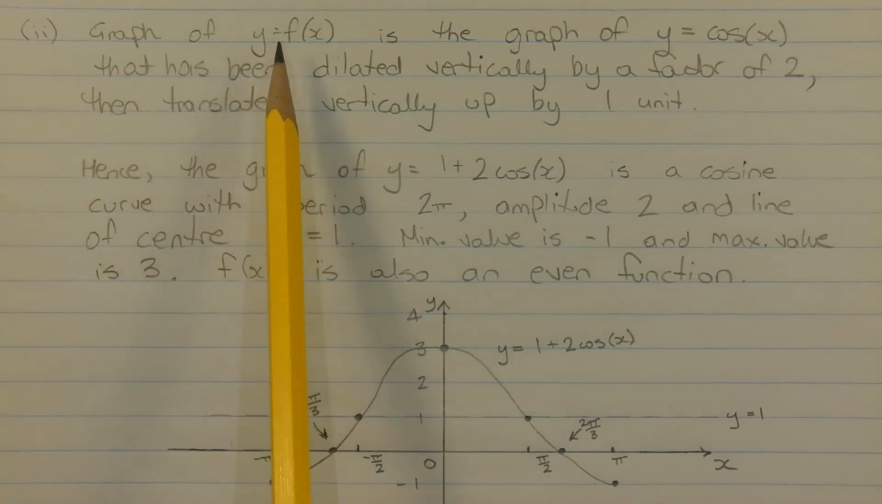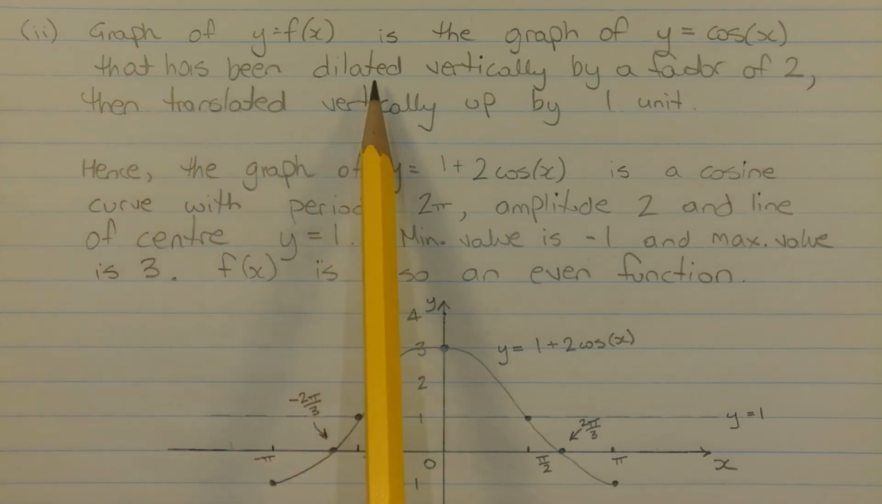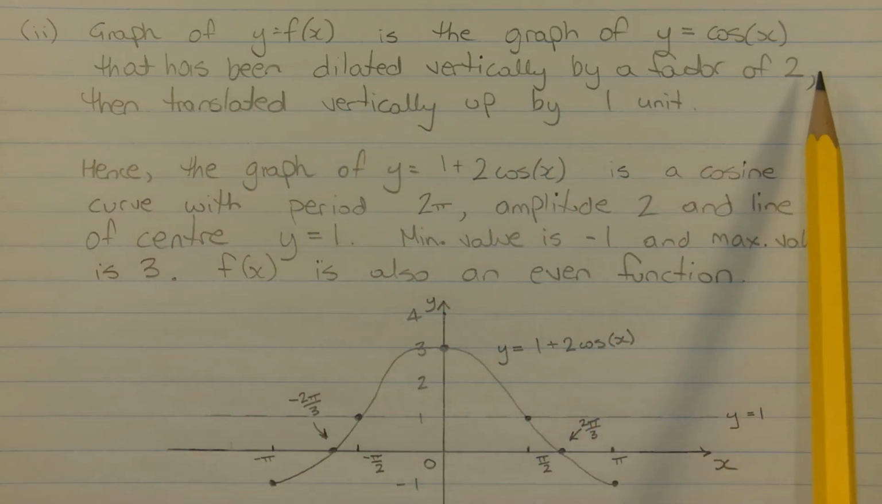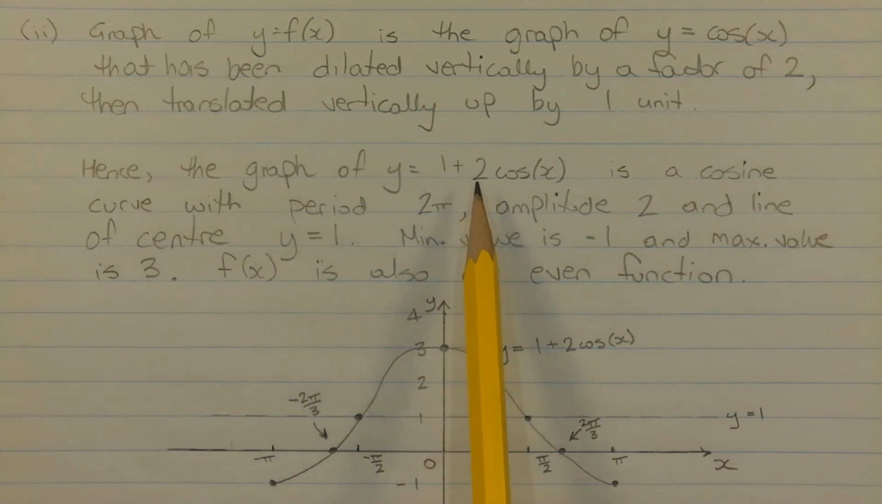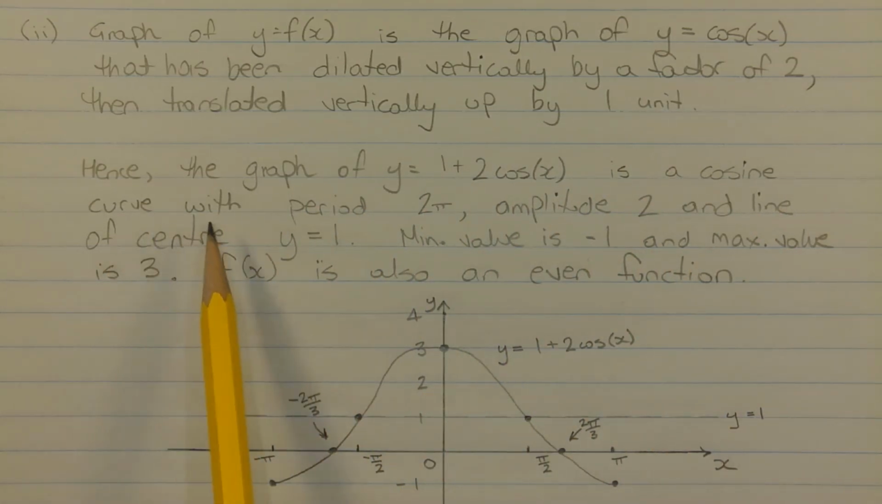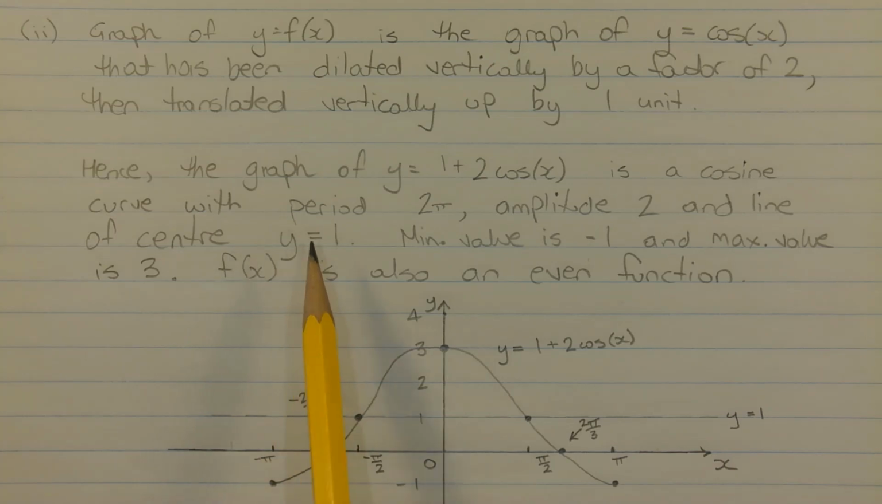The graph of y equals f of x is the graph of the base curve y equals cos x that has been dilated or stretched vertically by a factor of 2, and then translated or shifted vertically up by 1 unit. Hence, the graph of y equals 1 plus 2 cos x is a cosine curve with period 2 pi, that's the width of one full cycle, an amplitude of 2, and a line of center y equals 1.